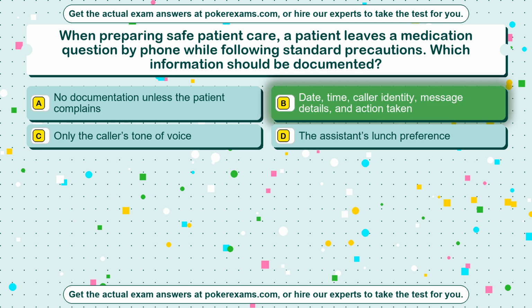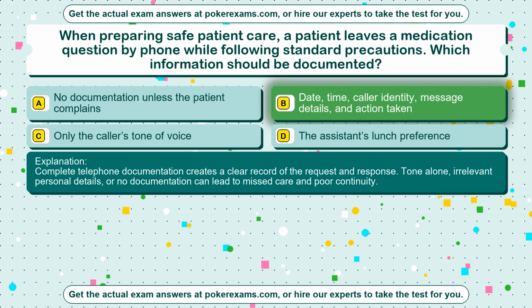The correct answer is option B, date, time, caller identity, message details, and action taken. Complete telephone documentation creates a clear record of the request and response. Tone alone, irrelevant personal details, or no documentation can lead to missed care and poor continuity.